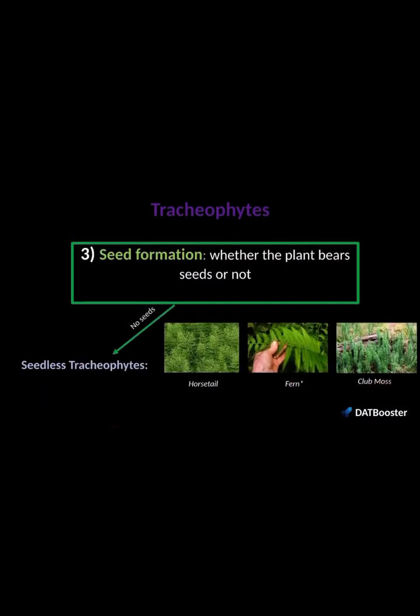A classic example of a seedless tracheophyte, it's really common on the DAT, is going to be a fern. So it has all those characteristics of a tracheophyte, it just does not produce seeds. Horsetail and club moss are other key examples.